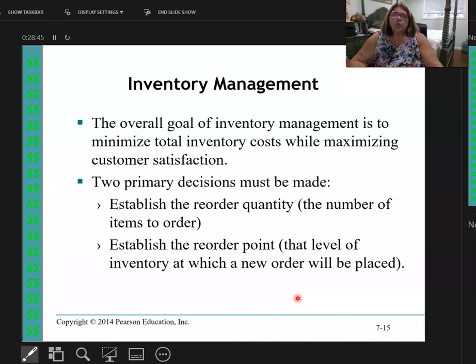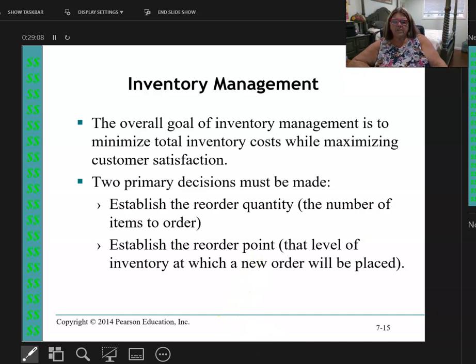So there's two important things that we need to know. One of them is, what is my reorder quantity? At what point do I need to reorder? I need to establish a reorder point. A reorder quantity, and also establish a reorder point. How many pieces will I reorder, and how far will I let my inventory drop before I reorder?